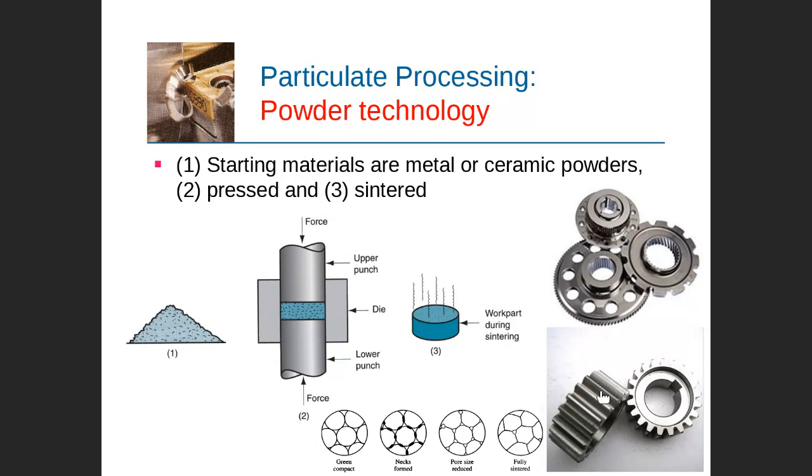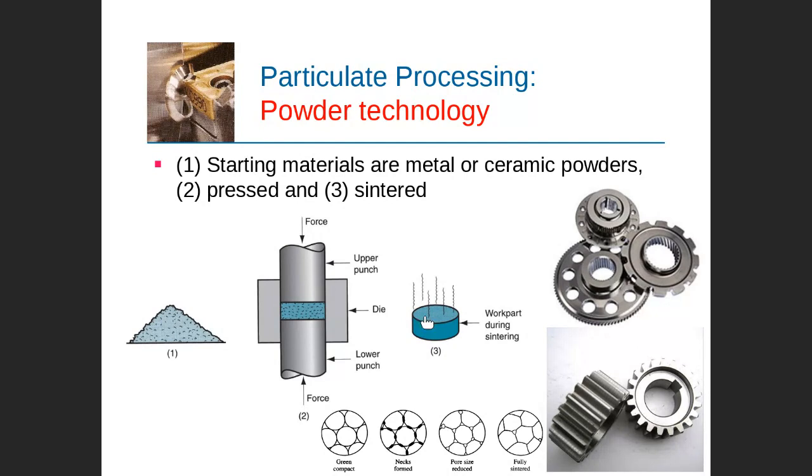Someone will ask me why we do this. Why don't we simply melt this material and get the part like what we discussed previously, in casting or in solidification? Why do we have to do this kind of complicated process? You get the material as powder, and first you have to bring the powder, and then you do compaction and sintering.